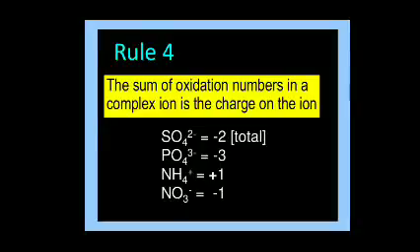The sum of the oxidation numbers of atoms in an ion is equal to its charge. In SO4 2-, 1 sulfur plus 4 oxygens is equal to minus 2. In PO4 3-, 1 phosphorus plus 4 oxygens is equal to minus 3. In the ammonium ion, 1 nitrogen plus 4 hydrogens is equal to plus 1. In the nitrate ion, 1 nitrogen plus 3 oxygens is equal to minus 1.